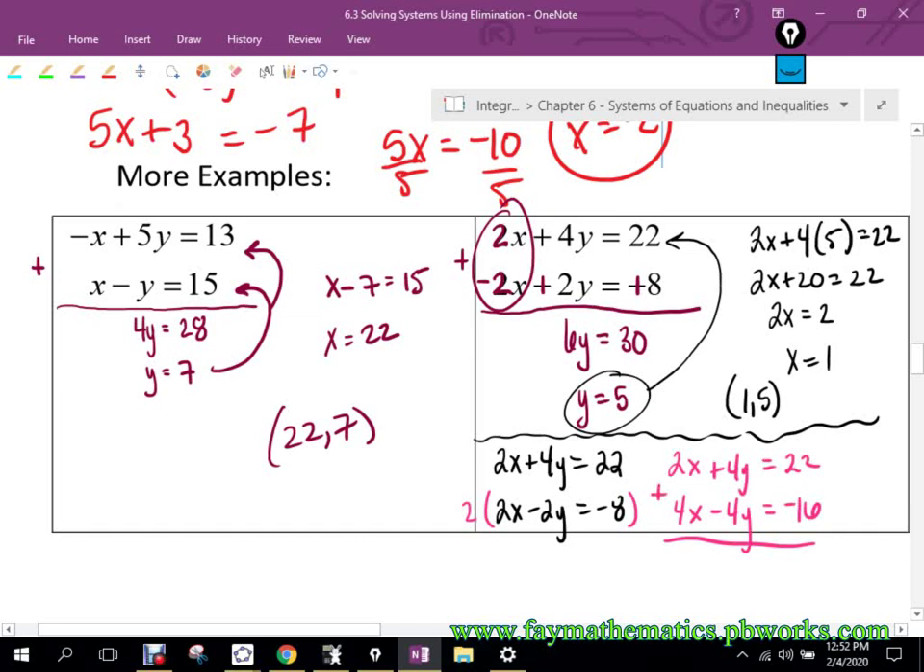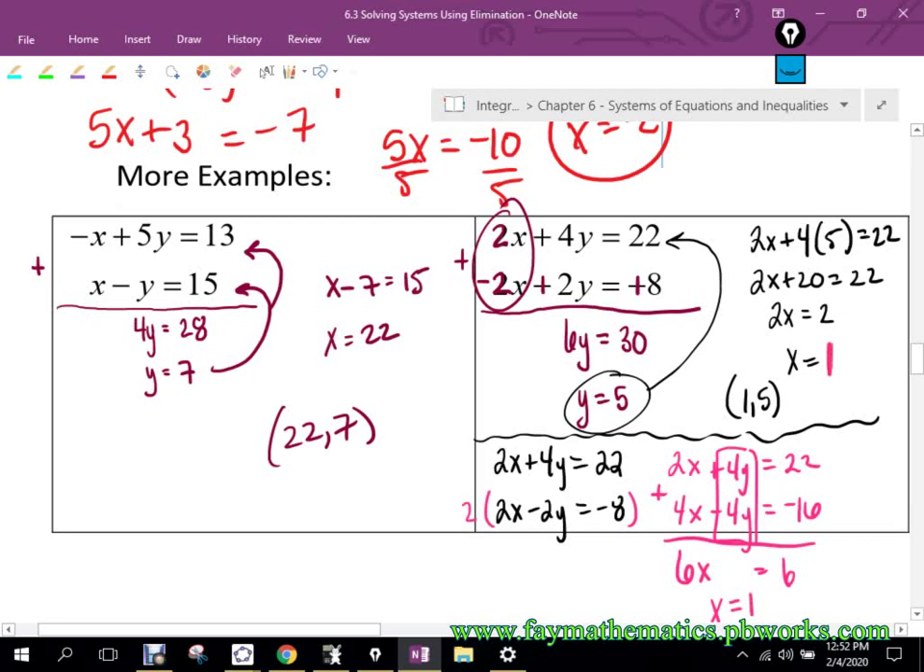I'm going to add straight down. How many x's do you get? 6. What happens to your y's? Cancel. And then what am I left with here? What's 22 minus 16? 6. So then x would be what? X would be 1, which is the same one that we found up there, right?